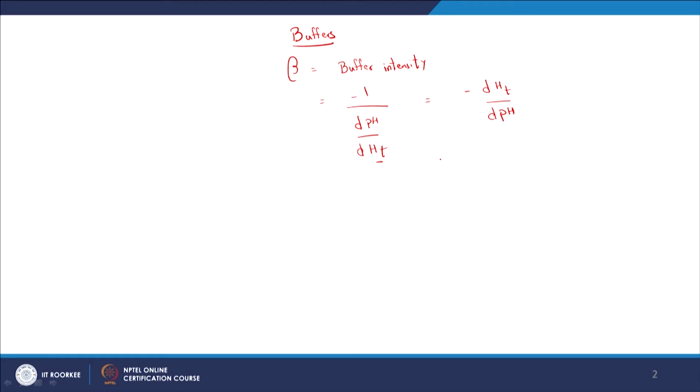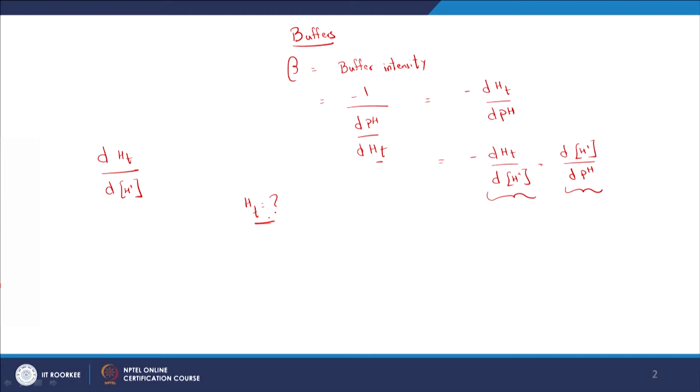So by the chain rule, what is that going to be equal to? Minus the derivative of H total with respect to H plus, into the derivative of H plus with respect to pH. So this is what we have. We are going to look at two sets of derivatives here. First, dH total by dH plus, the derivative of H total with respect to H plus. But for that, we first need to express what H total is, right?